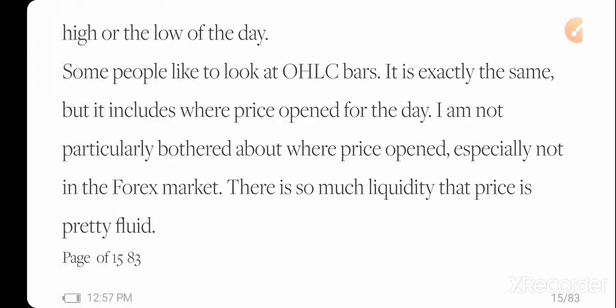So let me explain what he means by the OHLC bars. That is the same as the candlesticks bars. So our writer is saying that some people like to look at the candlesticks bars, and it is exactly the same. So whether you are using the candlesticks or you are using the bar sticks, according to him, it is the same because they all include price opened for the day and then where price closes. So don't be bothered if you are using candlesticks or bar sticks. Any of them is the same. All right, so let's continue.